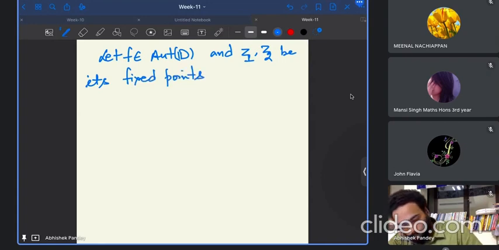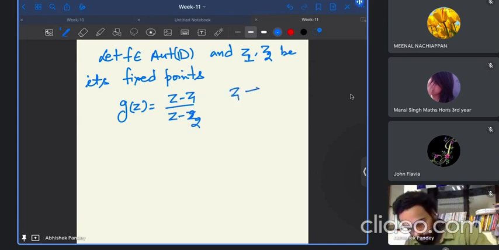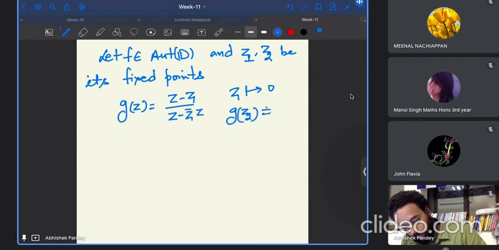Okay, let us consider this one. g(z) is equal to (z minus z1) upon (z minus z1 bar). So the idea is to send z1 to 0 and z1 bar to infinity. So it means that z1 goes to 0, and g of z2, oh sorry, this will not belong. So (z minus z1 bar) into z. So g of z2 is not equal to 0.